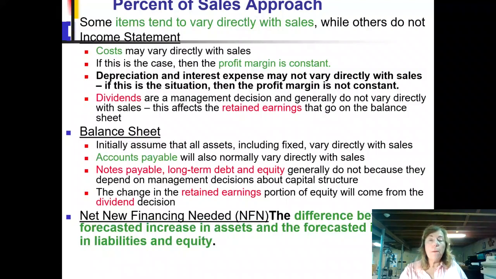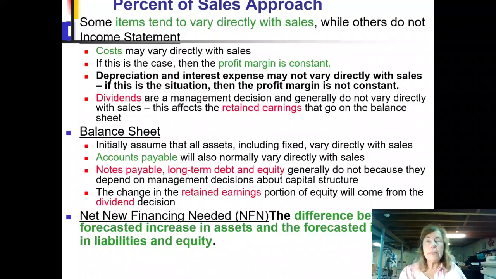Our balance sheet, we initially will assume that all assets and even our property, plant, and equipment will vary directly with sales. Accounts payable also usually varies with sales, but notes payable, long-term debt, and equity generally do not, because they depend on management decision about the capital structure. The change in the retained earnings portion of equity will come from the dividend decision.